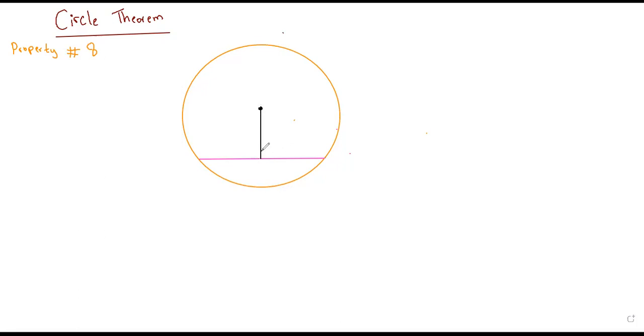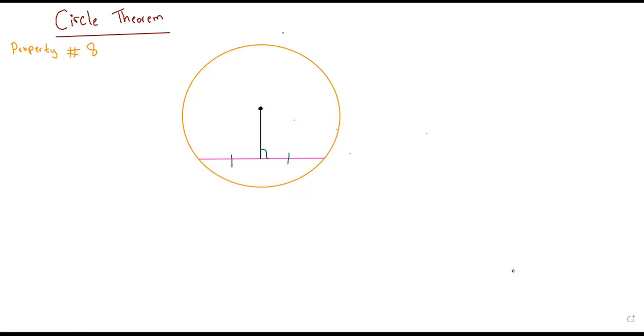If this angle is 90, then it would mean that the black line has bisected the pink line. That means that the length of both these parts is same, okay? And let's say that you have been told that there's a black line and there's a pink chord, and this length and this length, they are same. So property number 8 says that the angle is going to be 90 degrees, right? So this is the idea.